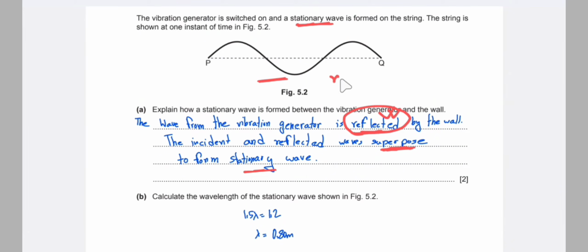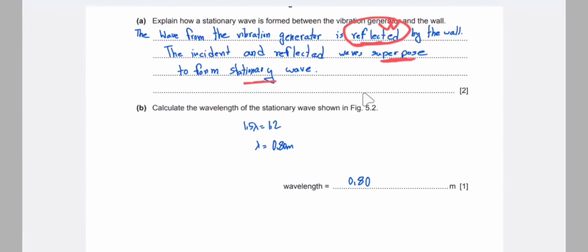So the resultant displacement is equal to the sum of the individual displacements d1 and d2. The principle of superposition states that when two or more waves meet at a point, the resultant displacement is the sum of the individual displacements.